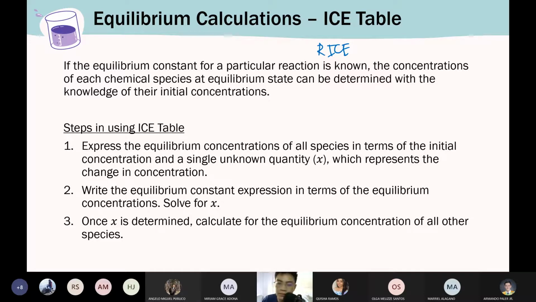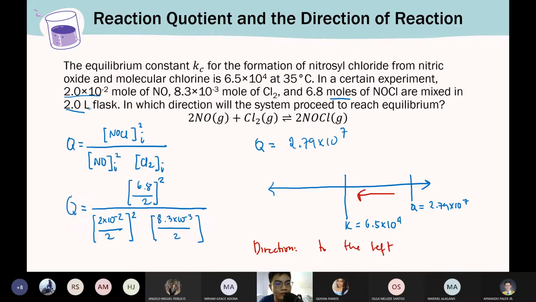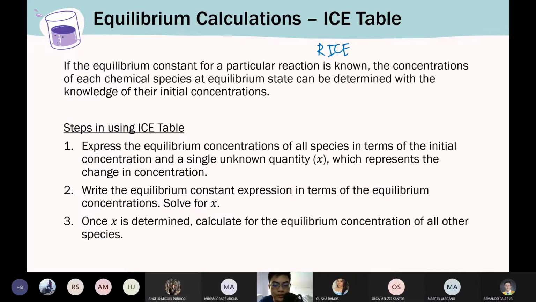ICE table is an abbreviation, okay? Para siyang NASU rule, if naaalala nyo. So, what does it stand for? I stands for the initial concentration, which is given. Yun yung initial concentration ng ating chemical species. And the change, no? And the change is an algebraic expression.